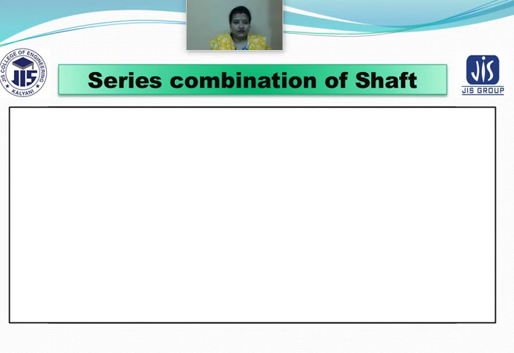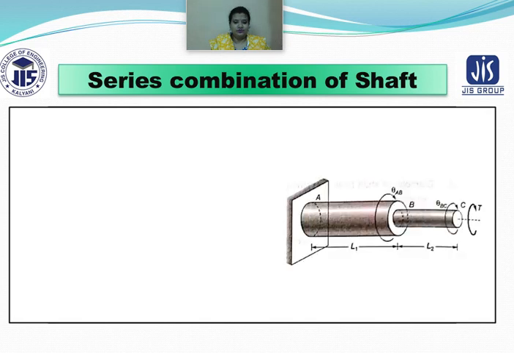So initially we are starting with the series combination of shaft. Look at this particular figure. What you can see is that this is one of the shafts, A and B. A and B both are shafts having length L1. Similarly, B and C is another shaft having the length L2, and you can see it has been rotated with a clockwise movement.